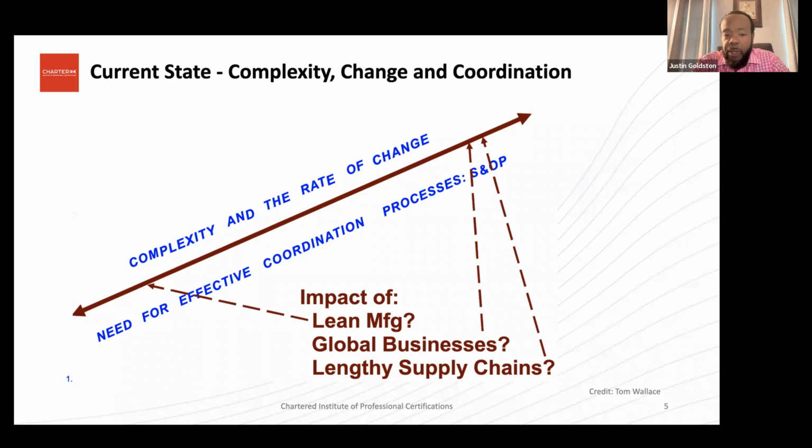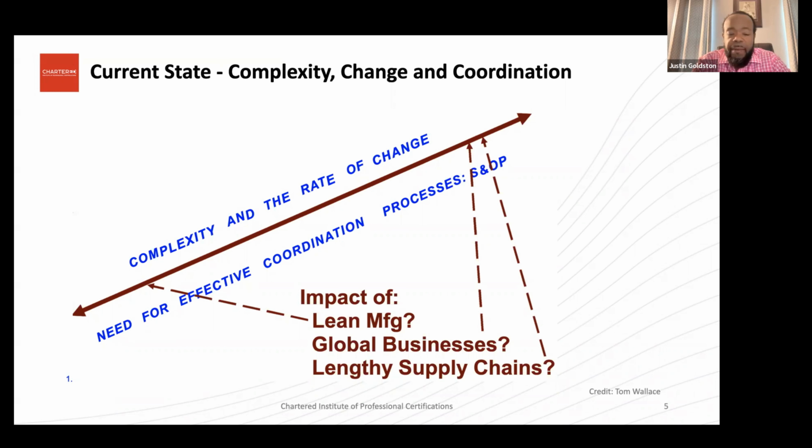So one of the inputs is going to be lean manufacturing, where we have to bring in all of the decision makers, all of the departments of an organization to understand how lean can we actually be. Another input is global businesses. As we said before, the larger our supply chain network becomes, the more complex it becomes.